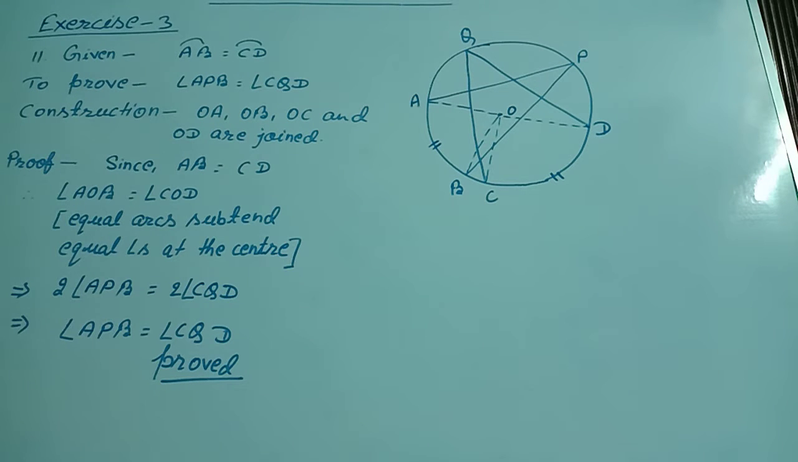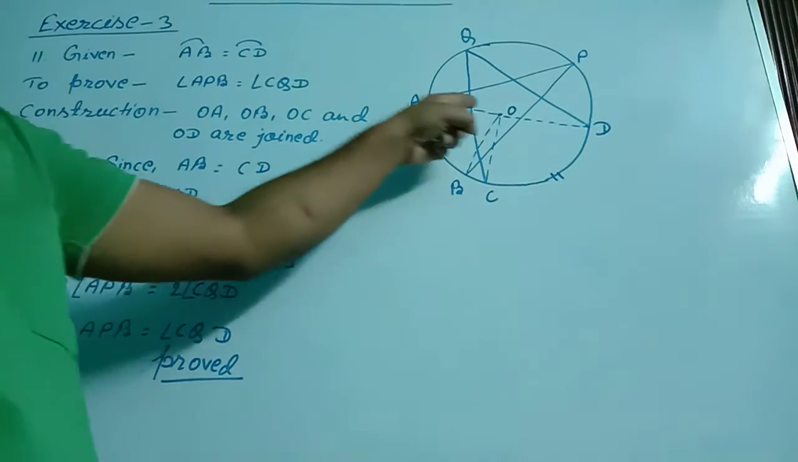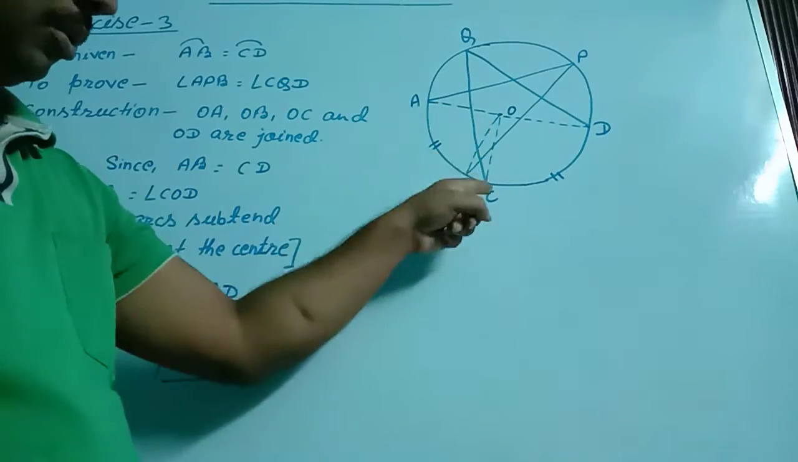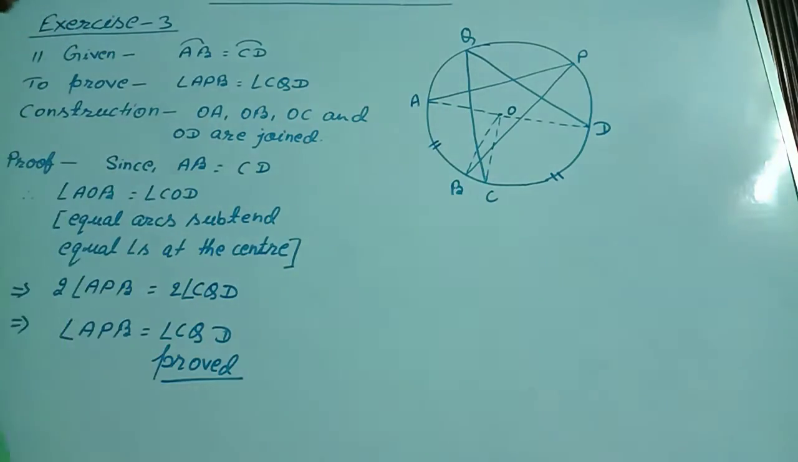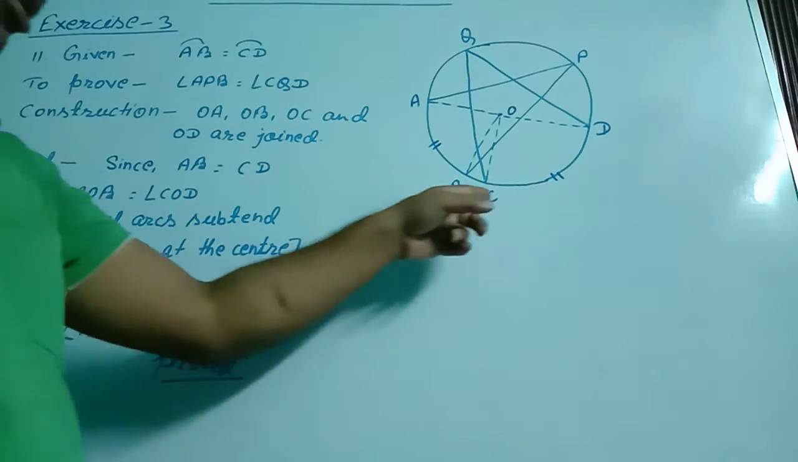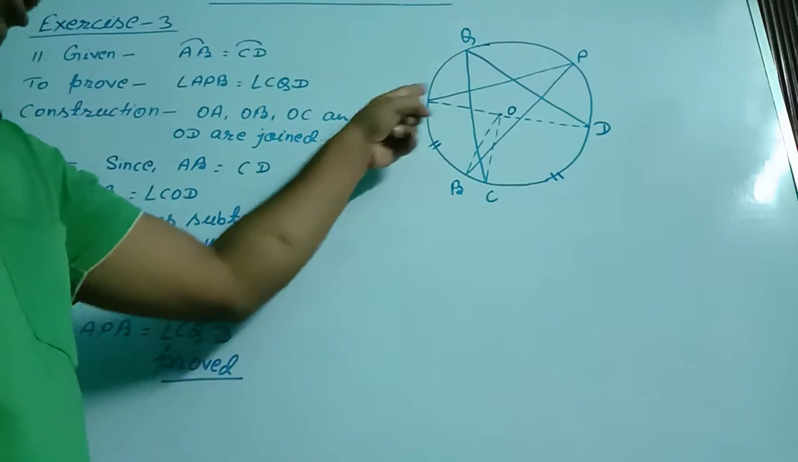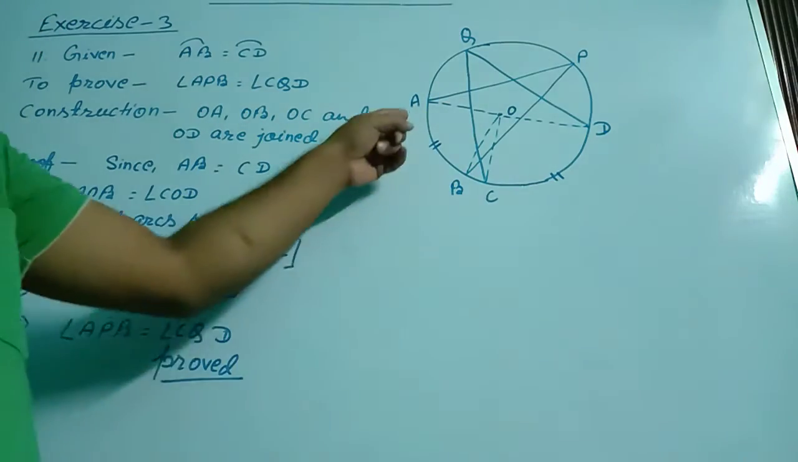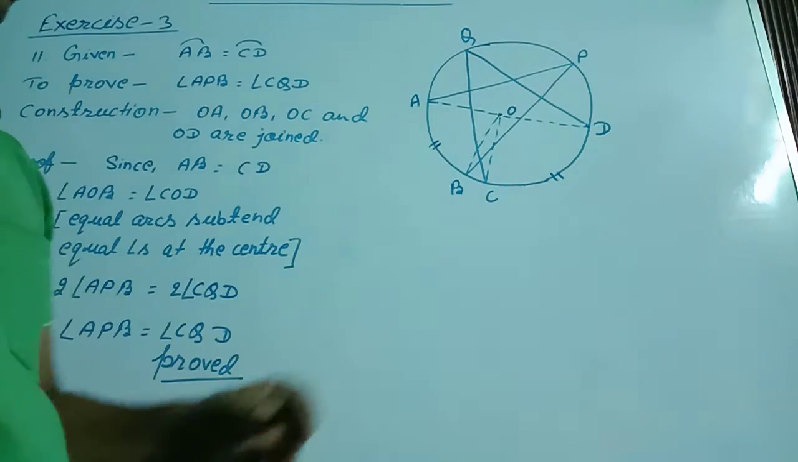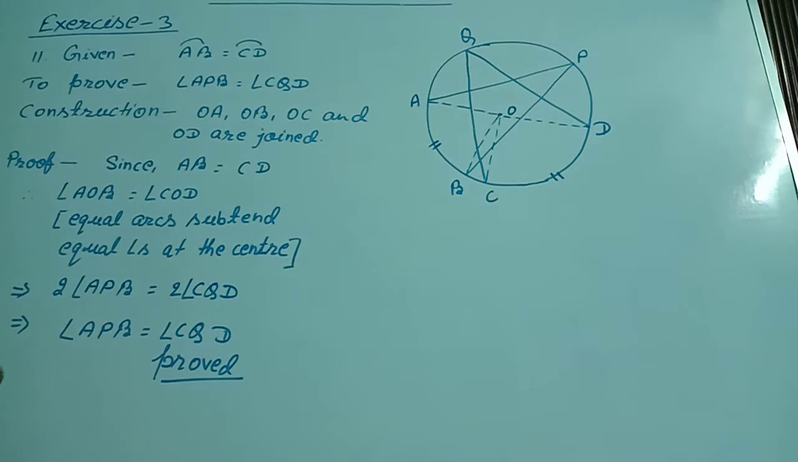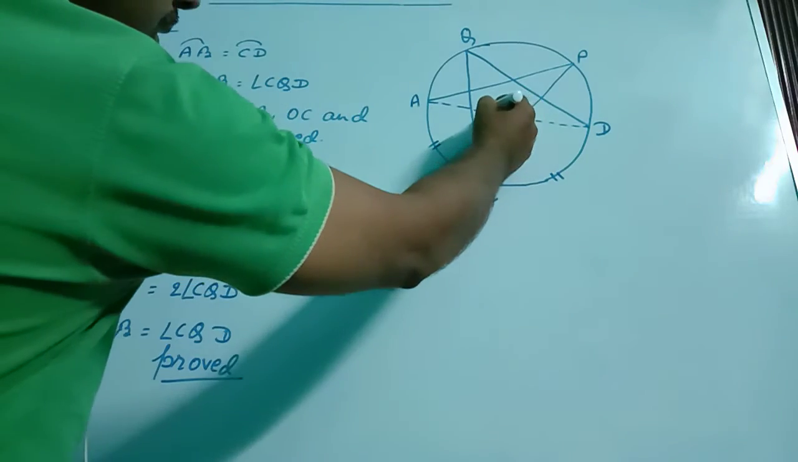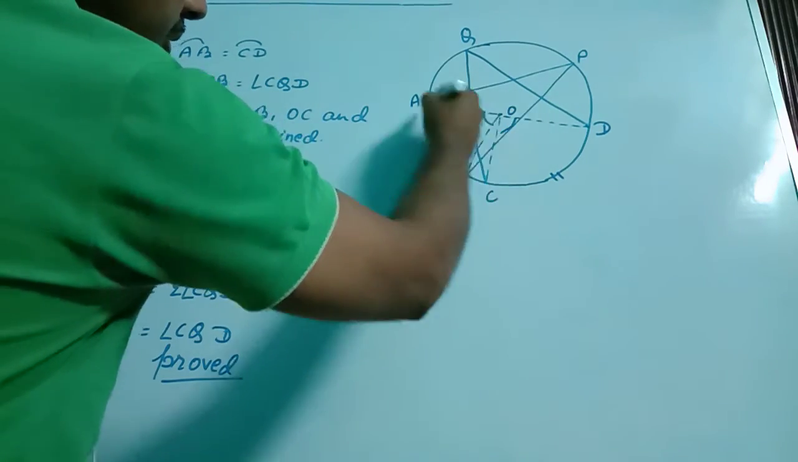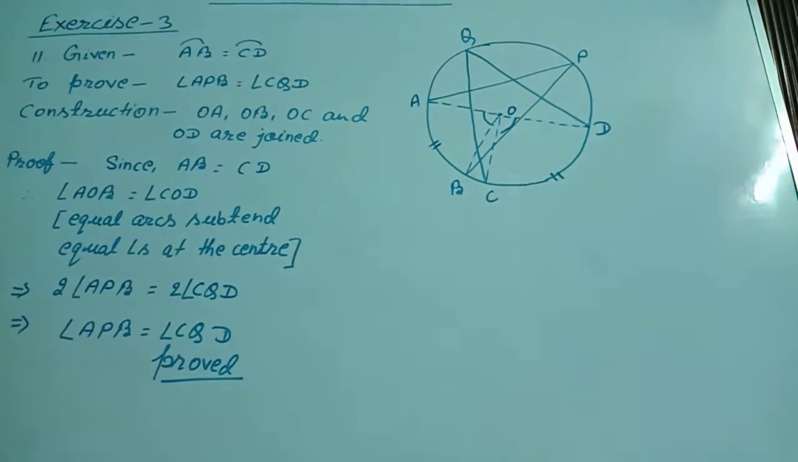For that, I have done one construction. OA, OB, OC and OD are joined. And then I wrote, since arc AB equal to arc CD, therefore angle AOB will be equal to angle COD, because equal arcs subtend equal angles at the center. So these two angles became equal because these two arcs are equal.